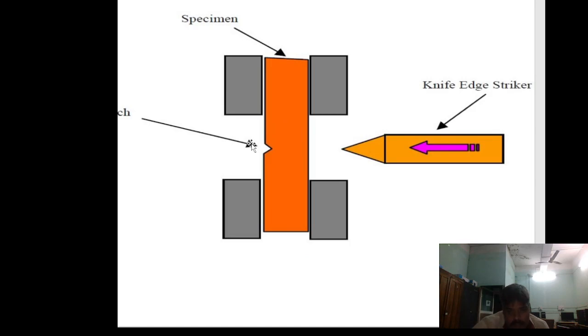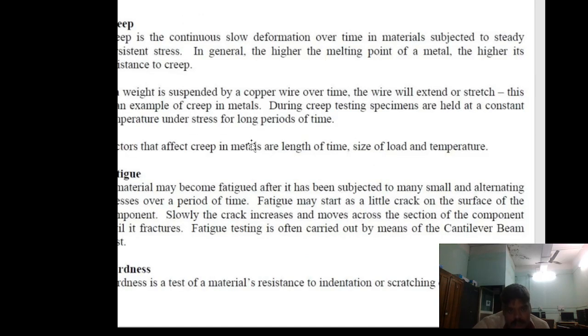and breaks the specimen. Next property is creep and fatigue. Creep is continuous slow deformation over time in a material subjected to steady persistent stress. In general, the higher the melting point of a metal, the higher its resistance to creep.